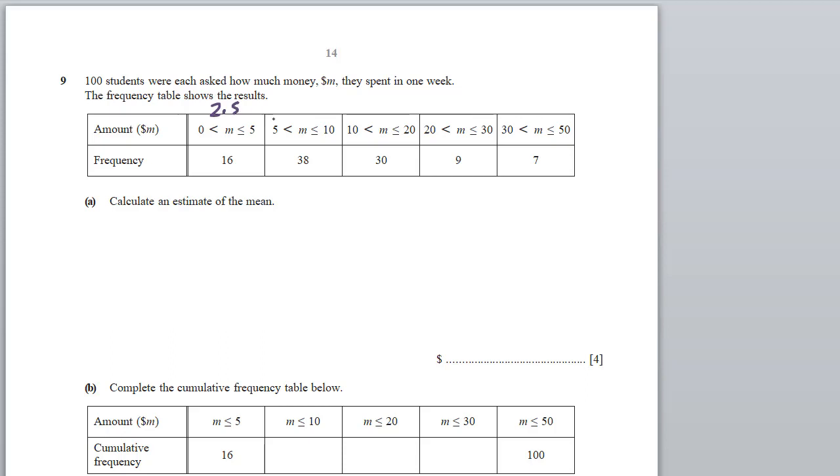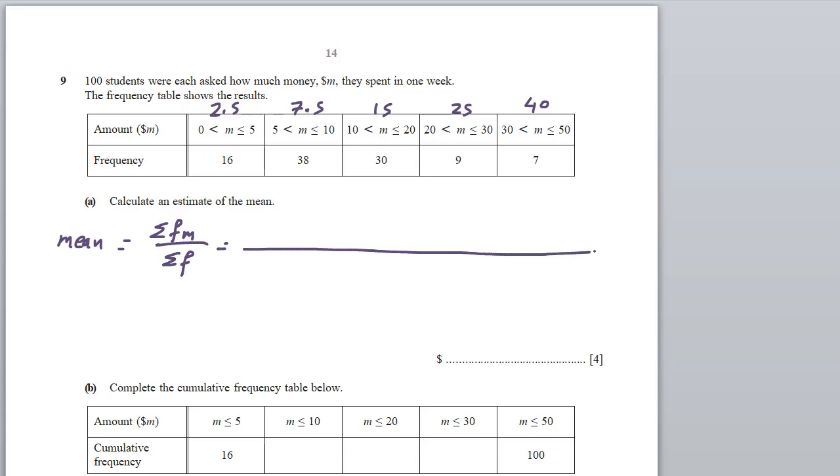So I have value here 2.5. 10 plus 5, 15 divided by 2, 7.5. 20 plus 10, 30 divided by 2, 15. 50, 25. 80 divided by 2, 40. So the mean is equal to the summation of M divided by the summation of the frequency. So it's equal to the summation of the frequency.